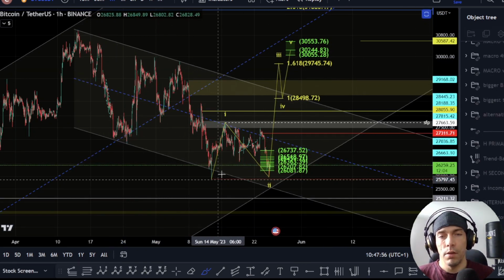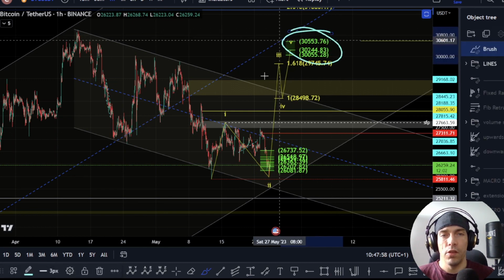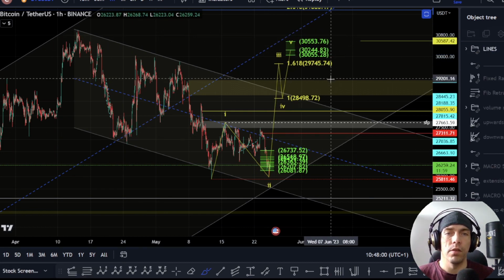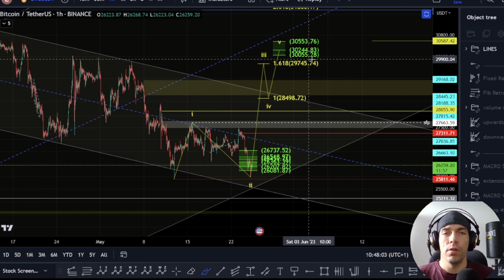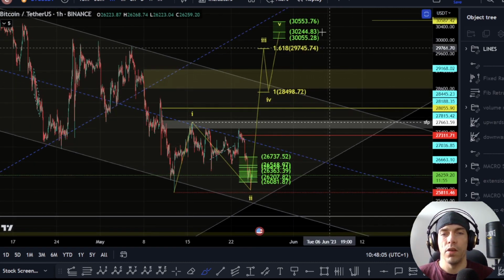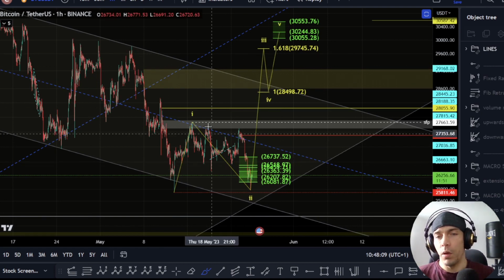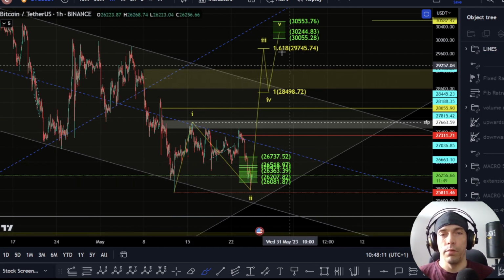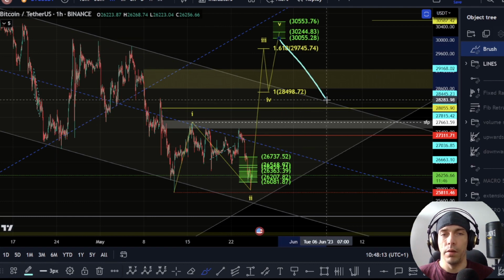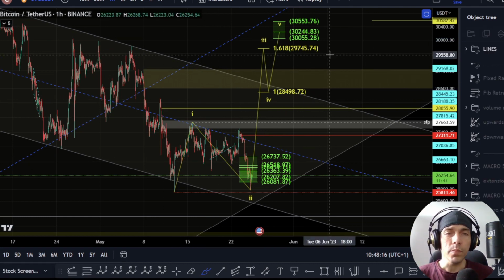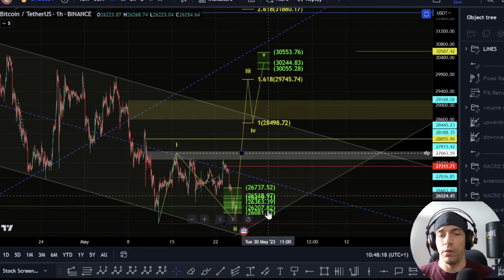So if we do get a 5-wave move up here, this could potentially look to push us up towards this 30,553 to this 30,055. This would tie in with that idea of having a bigger move here. The thing is, if we look at the size of this wave 2, that would mean that we would have to have quite a big wave 4 as well to match the time that this wave 2 took.